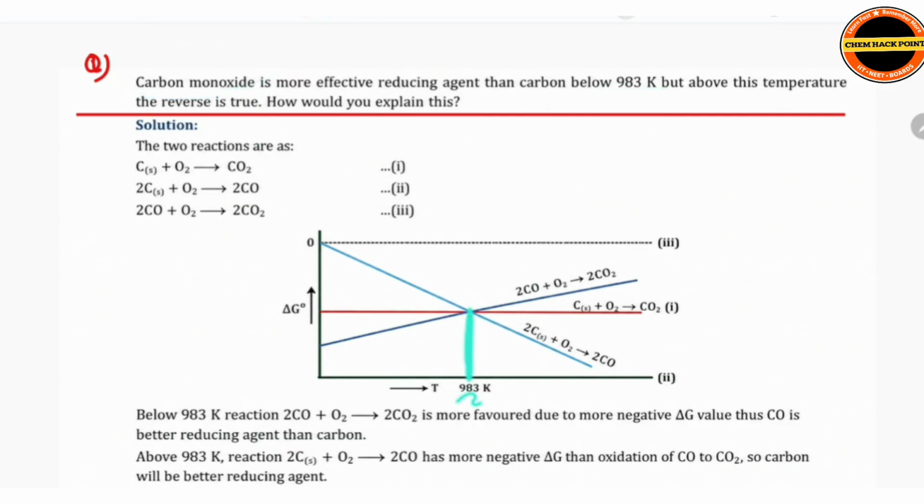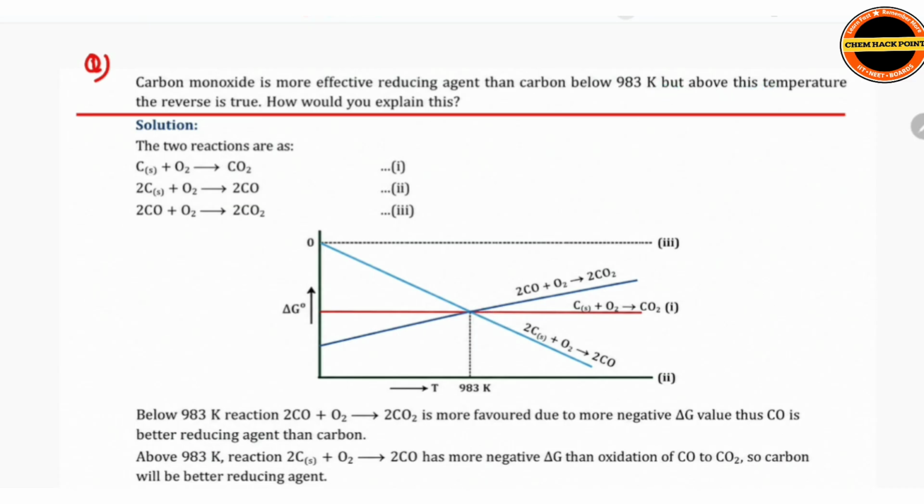See, below 983, like this particular zone. See here, the carbon monoxide line is below this carbon line. Below 983, once again observe properly, the carbon monoxide line is below the carbon line, the red color line. Whichever is below in the Ellingham diagram has more affinity and is the best reducing agent. So below 983, the carbon monoxide graph is below carbon.